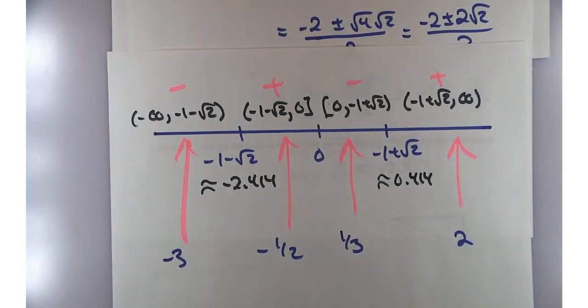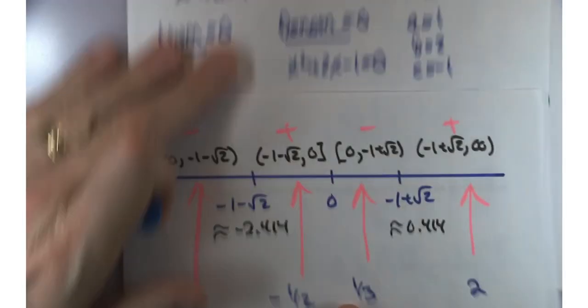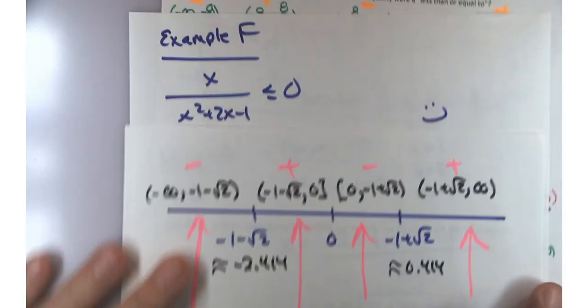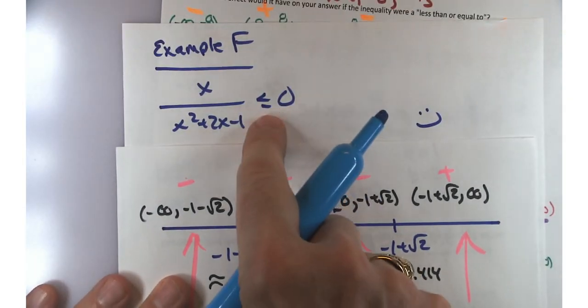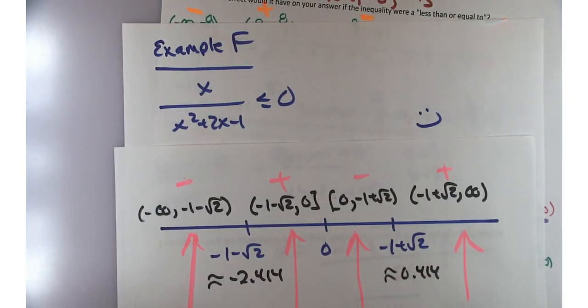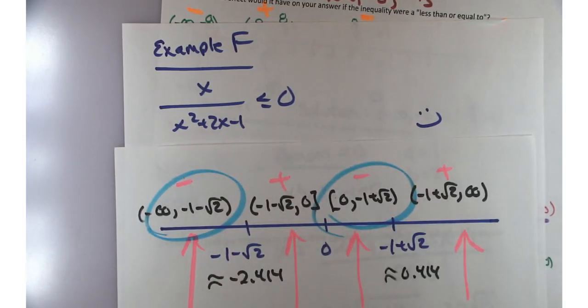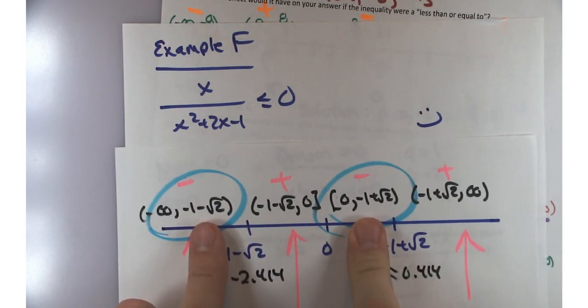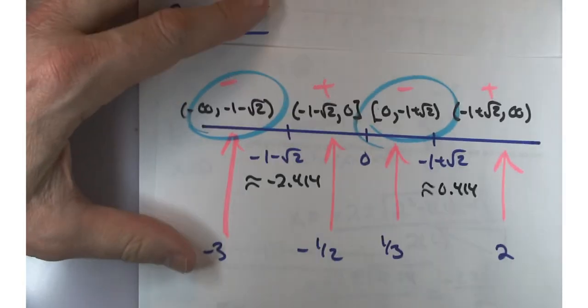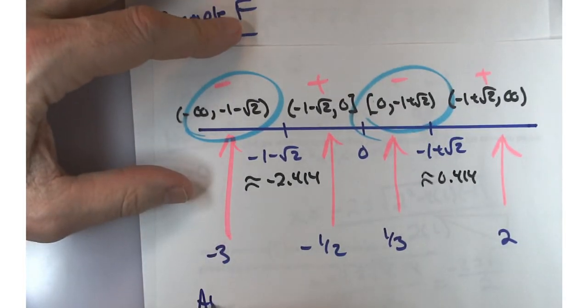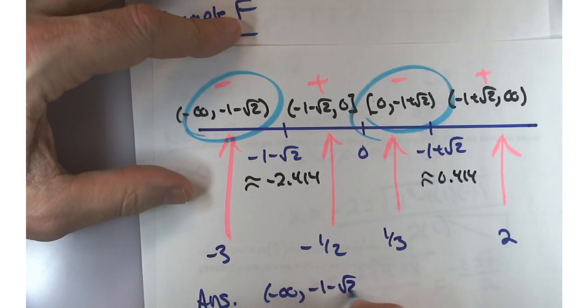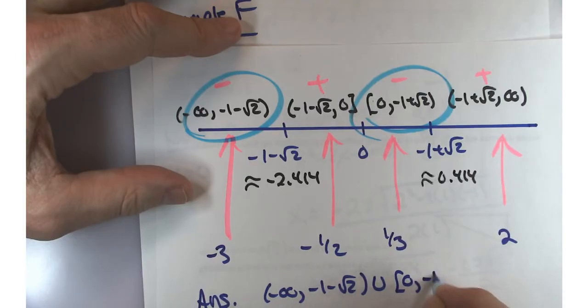So we want the intervals where this tests out negative, because that's where this is true. So that's going to be this one and this one. So nice work that we did ahead of time. It means we're all done now. We just got to copy those for our answer. We've got answer is negative infinity, -1 minus square root of 2, union 0 with a bracket, and -1 plus the square root of 2, parentheses.